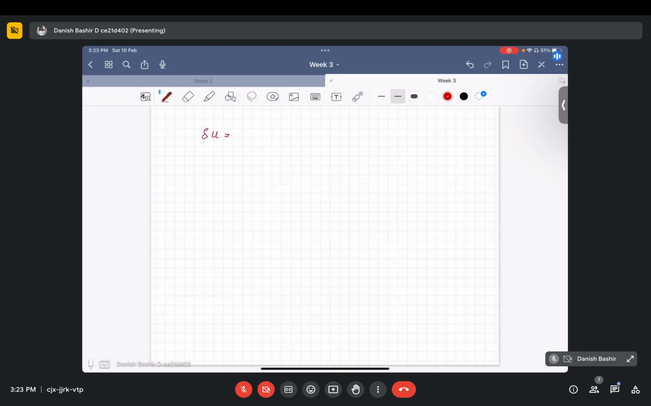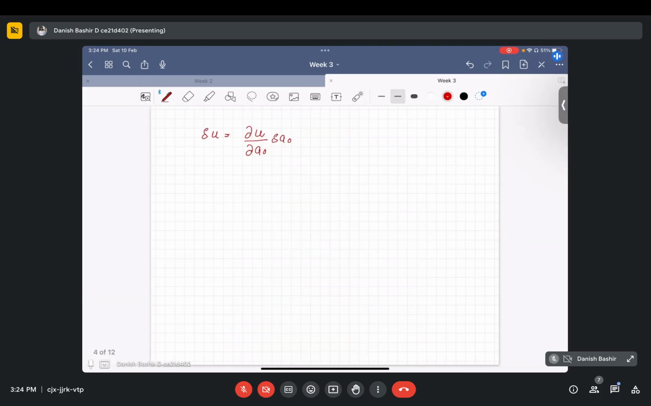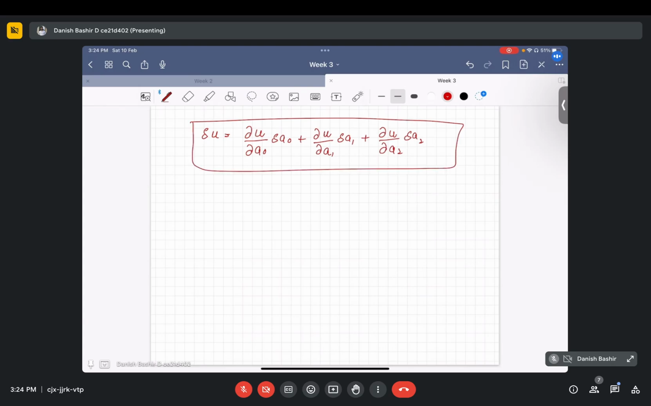The variation of u is equal to the partial derivative of u with respect to the first coefficient a naught times delta a naught. Isn't it the same? In place of 1 I wrote dou u by dou a naught. Similarly, in other places I can write dou u by dou a1 times delta a1 plus dou u by dou a2 times delta a2. Isn't it so easy? So I can write the variation of a function like this.